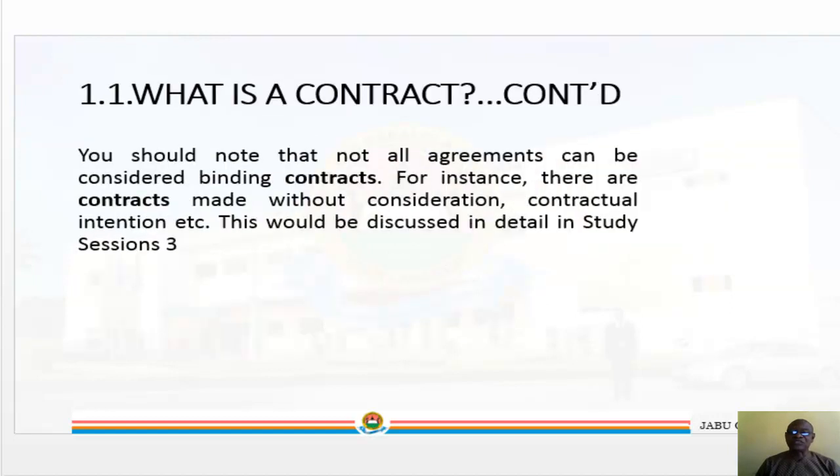You should note that not all agreements can be considered binding contracts. For instance, there are contracts made without consideration, contractual intention, among others. This will be discussed in detail in study session 3.